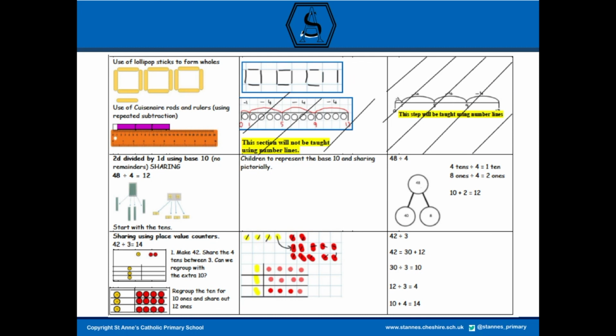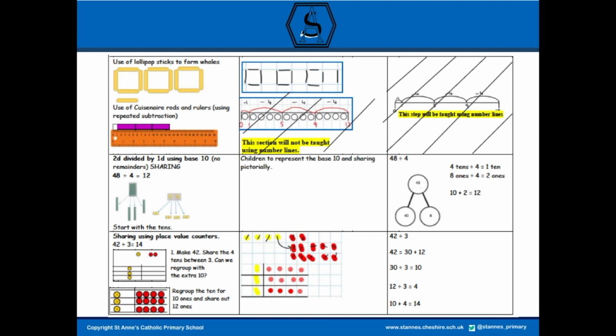Then we move on to sharing using place value counters. We have 42 divided by 3, which is 14. We've got 42 in total, and that is shared 3 different times. How many in each group? And you can see we've got 14 here. This needed to be regrouped as well, which gets a little bit more complicated, maybe into Year 2, Year 3 by this point.